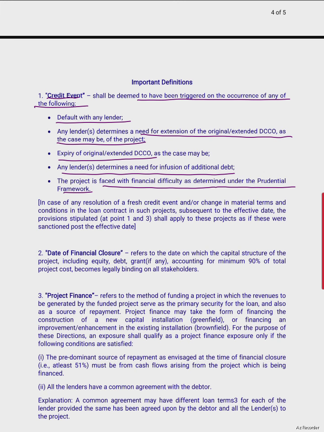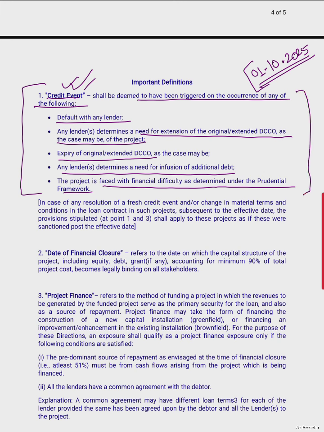So in these cases, this will result in occurrence of a credit event. Now, what is the relevance of it? The circular may be applicable from 1st of October 2025, but for existing projects which have achieved the financial closure, the circular will not be applicable. However, after 1st of October 2025, for existing projects also, when there is a credit event triggered, then new norms shall be applicable. This is very important.